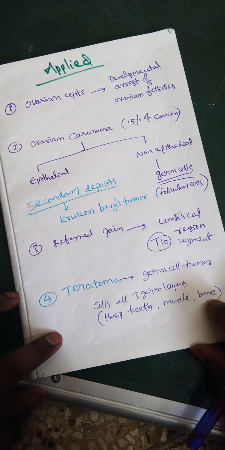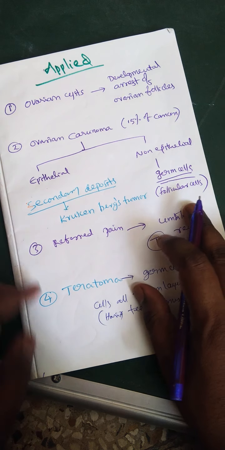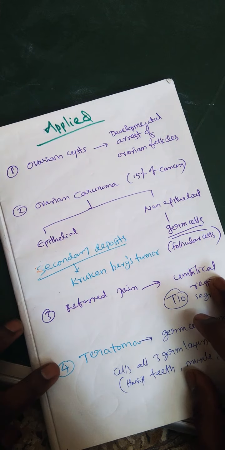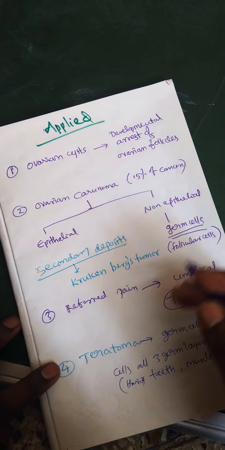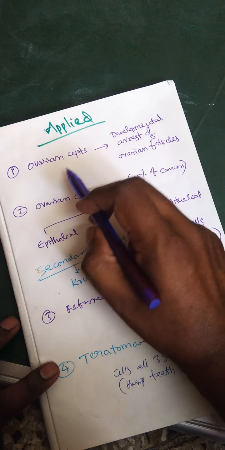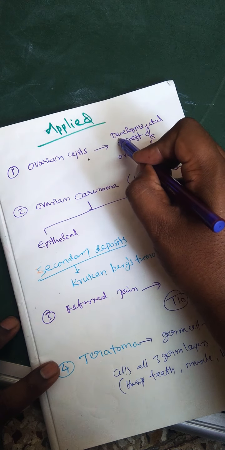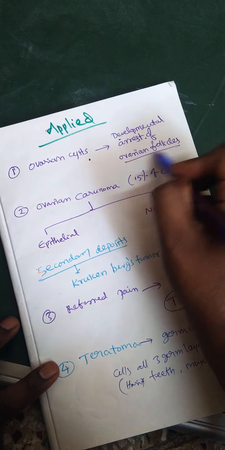Applied anatomy. Ovarian cysts. Ovarian cysts are often very small, and in rare cases you can find larger cysts also. Ovarian cysts are mostly found due to developmental arrest of ovarian follicles.